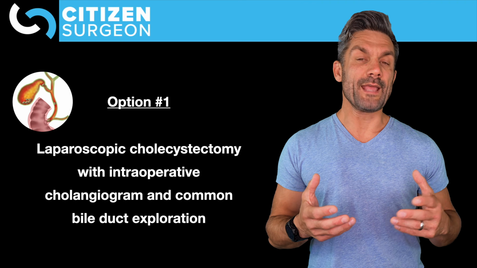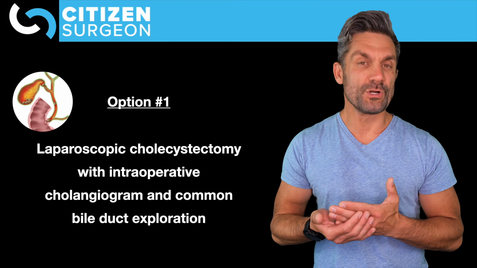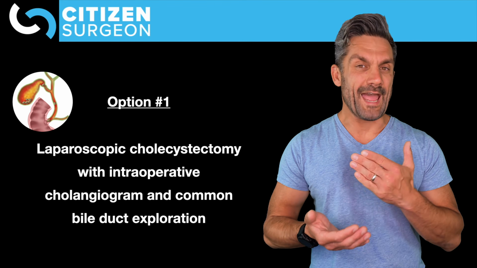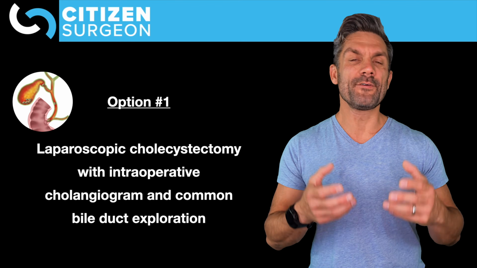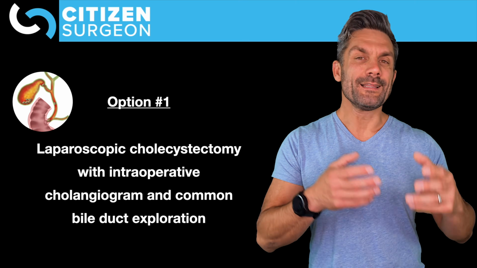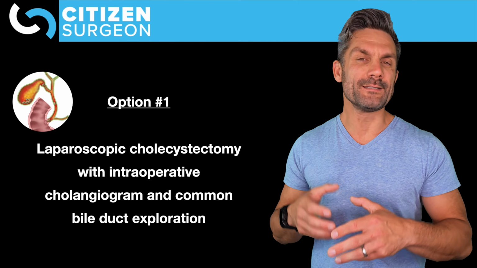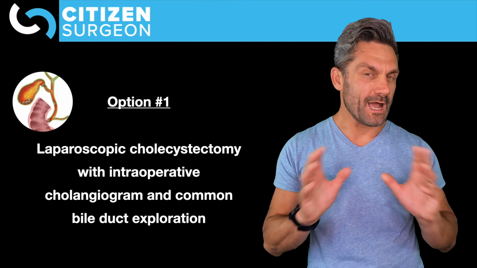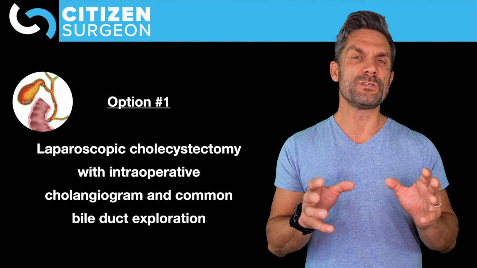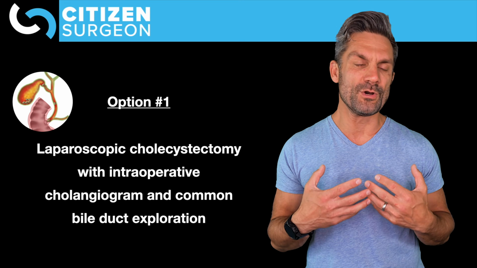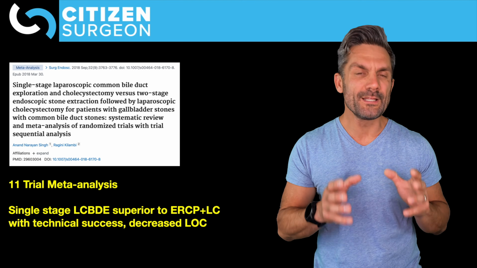So the first option, after we've made that diagnosis, we're concerned about an associated stone, is laparoscopic cholecystectomy with an intraoperative cholangiogram and laparoscopic common bile duct exploration. Now, I'll talk about this in the laparoscopic cholecystectomy video, but this is option number one, and this is what I prefer to do as a surgeon. And there's good literature to support this.